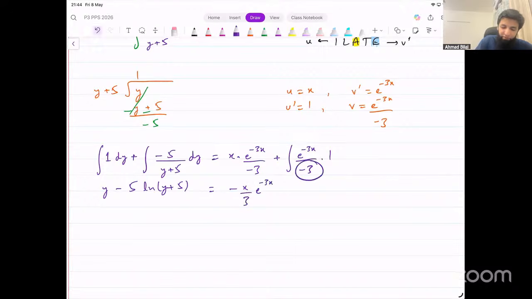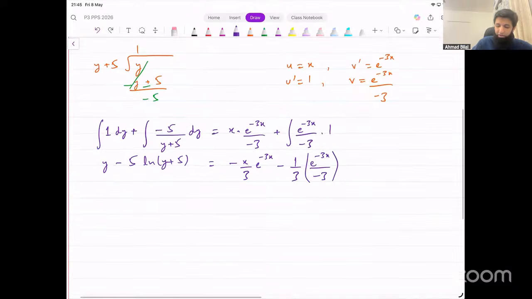Write this negative 3 outside, so it will become minus 1 over 3 outside. Then integration of this. How do you integrate e power minus 3x? E power minus 3x divided by minus 3. So another negative 3 is coming in the denominator from this integration. Okay, now integration is done.